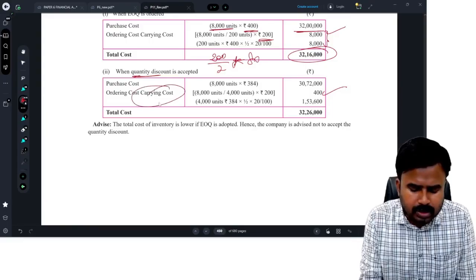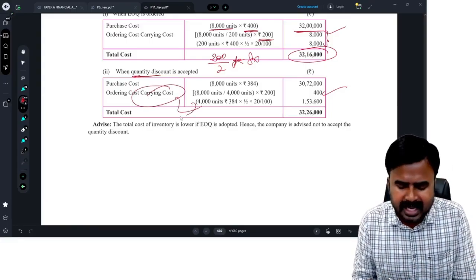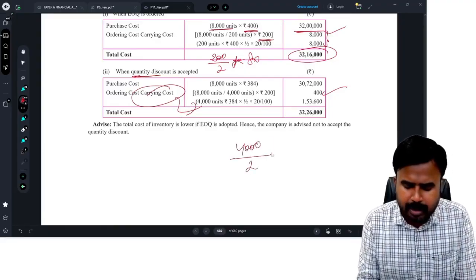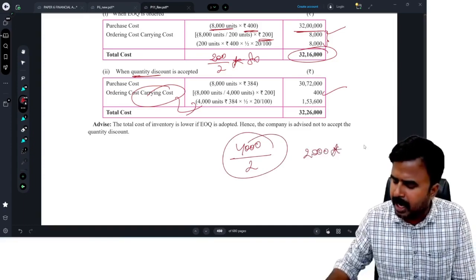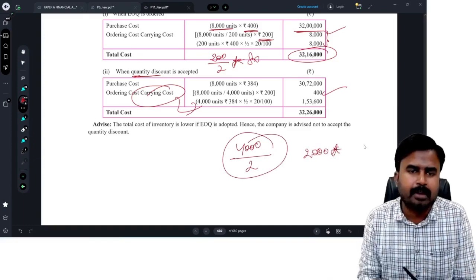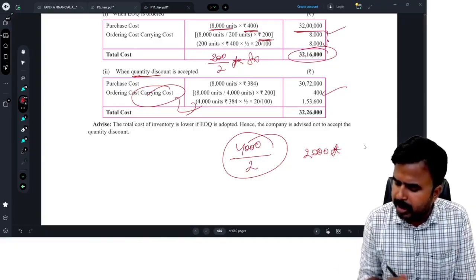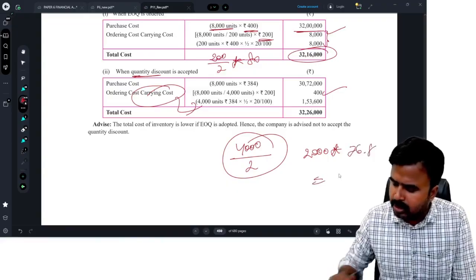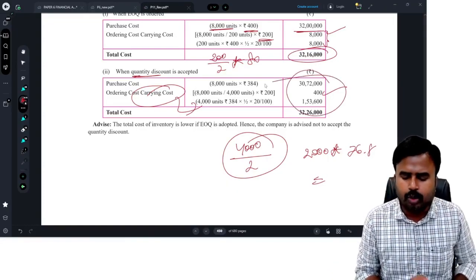Whereas the carrying cost is nothing but average quantity into ICC per unit per annum. I am buying 4,000 units of ordering quantity divided by 2. This is my average quantity. 2,000 units I am holding into ICC per unit per annum. 384 is the purchase price this time, so you should not take 80 rupees. So 384 into 20%, 76.8. So 2,000 into 76.8, I got 1,53,600. Get the total. I got 32,26,000.